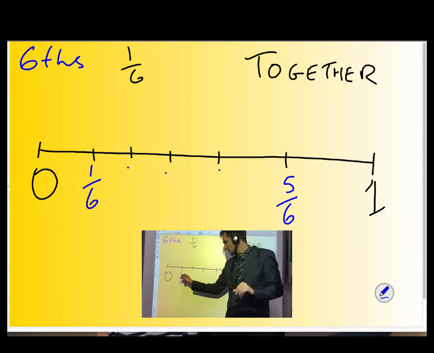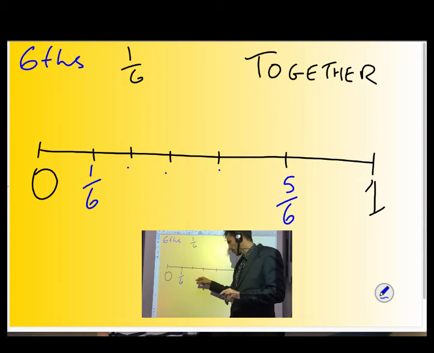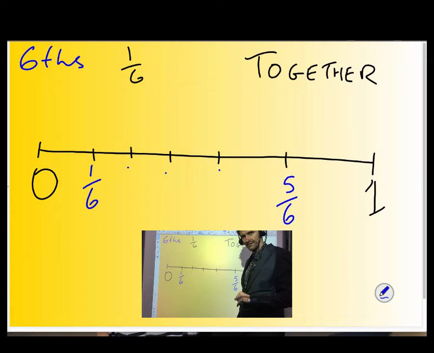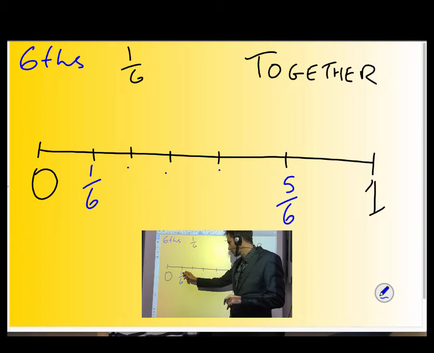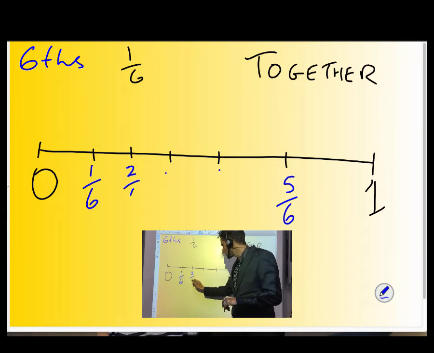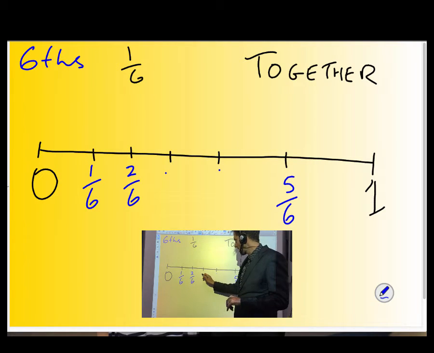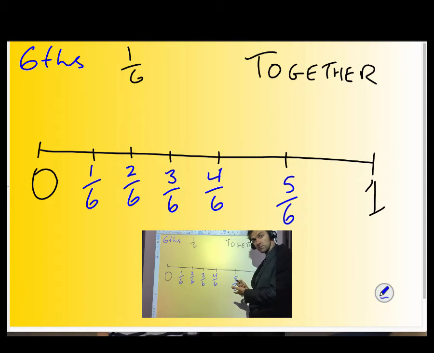Have a go. That's 1/6. What's that going to be? What's that going to be? What's that going to be? Okay? All right, let's have a go. I wonder if you've worked out that's 1/6, and that would be 2/6, and then this would be 3/6, and then this would be 4/6, and then this would be 5/6, and then this would of course be 6/6, which is equal to a whole.